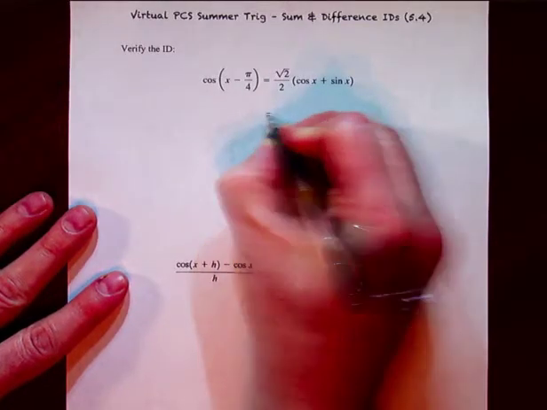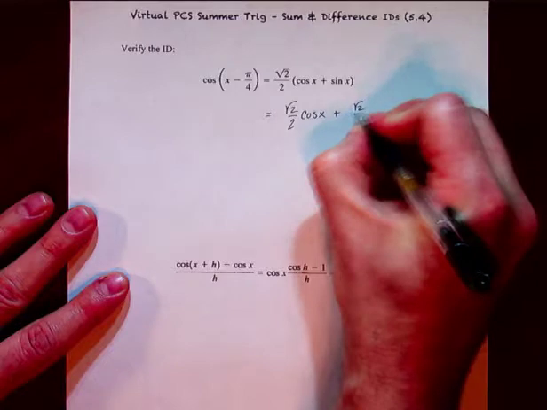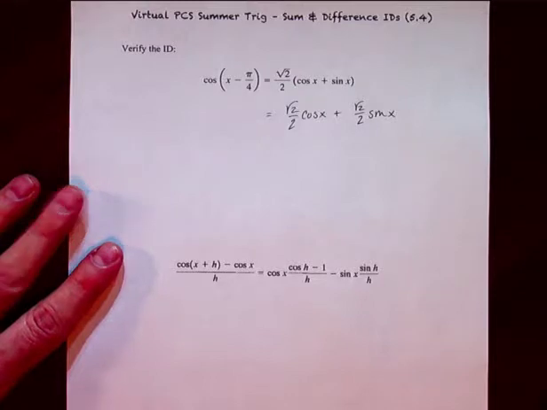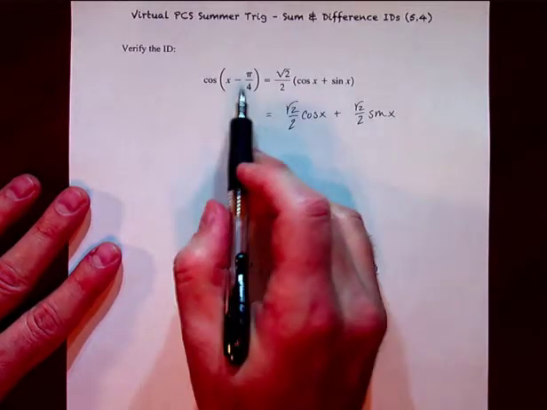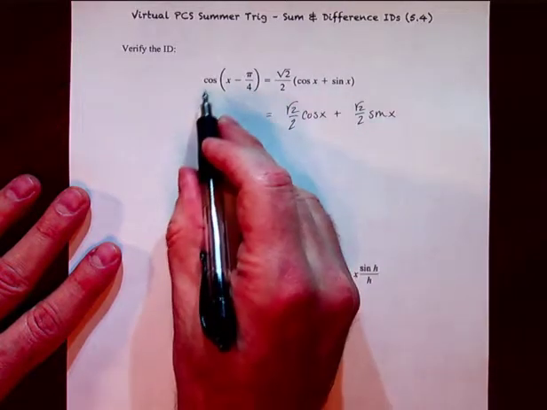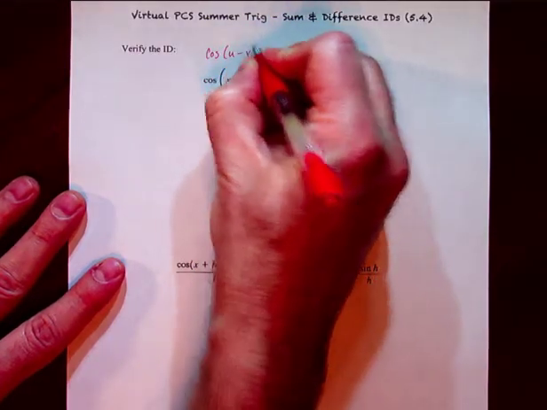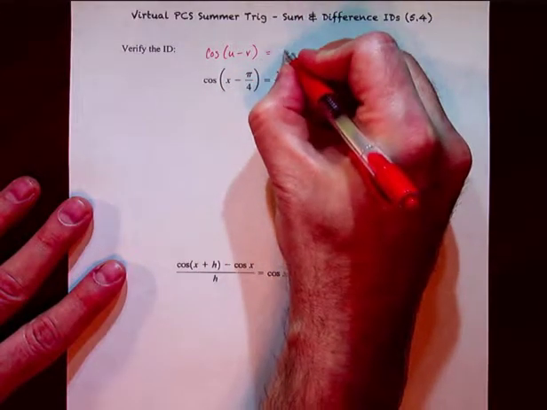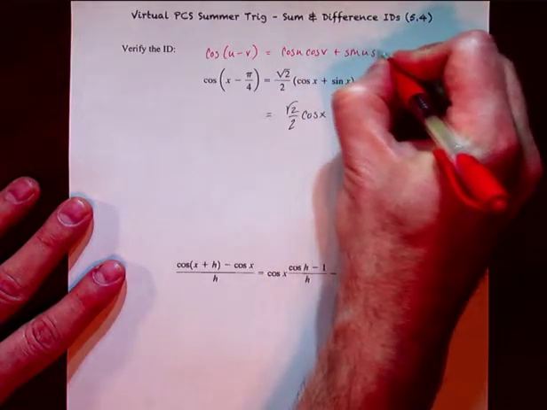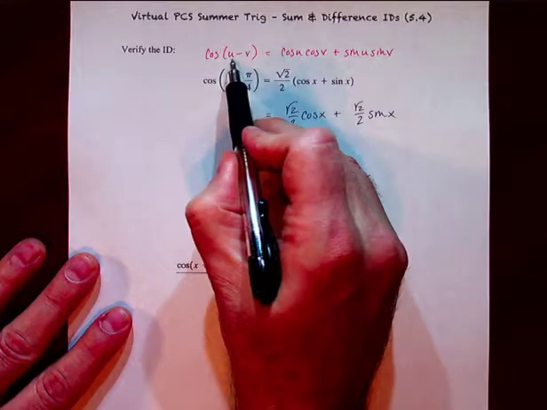And so we have root 2 over 2 times cosine x plus root 2 over 2 times sine x. Well, that might not seem like it's a step in the right direction, but here's the thing. Root 2 over 2 has a relationship with this pi over 4. And I know that this is cosine u minus v, right? Cosine of u minus v. So if I can transform this side into cosine u, cosine v, plus sine u sine v, then I can actually change this into that, right?